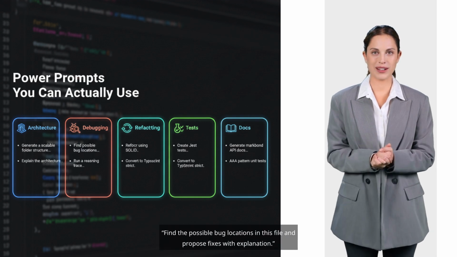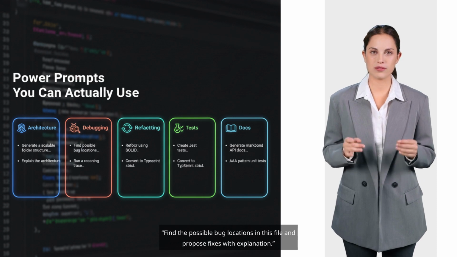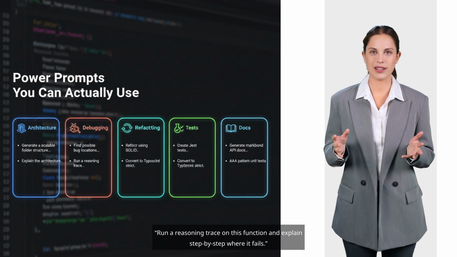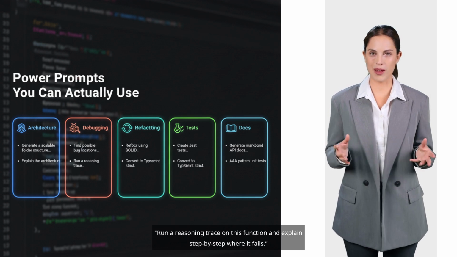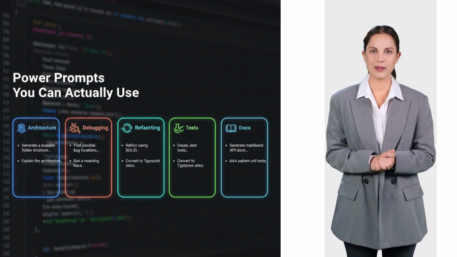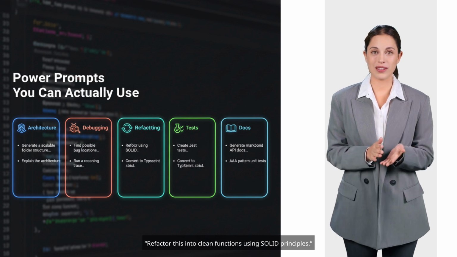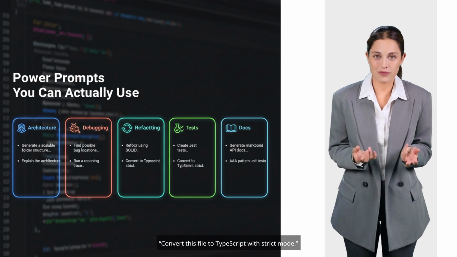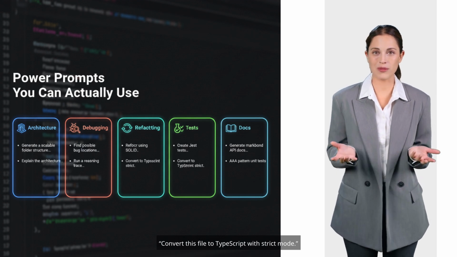B. Debugging. Find the possible bug locations in this file and propose fixes with explanation. Run a reasoning trace on this function and explain step by step where it fails. C. Refactoring. Refactor this into clean functions using SOLID principles. Convert this file to TypeScript with strict mode.